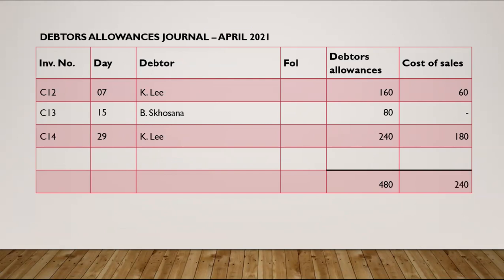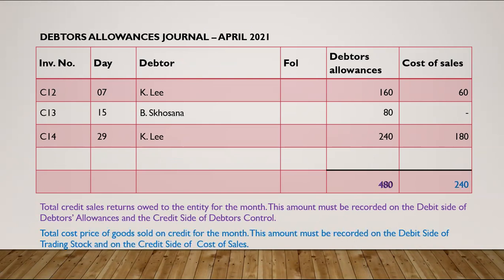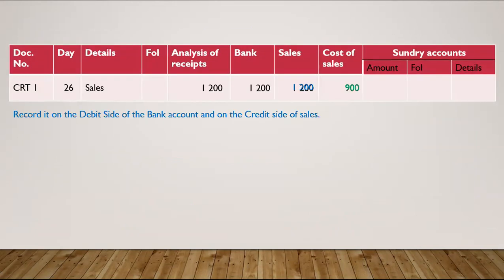I also told you what to do with the totals in the debtors allowances journal. The 480 you'll record on the debit side of debtors allowances and also on the credit side of debtors control. The 240 you'll record on the debit side of trading stock and on the credit side of cost of sales. I mentioned all of this, so I won't just repeat it. You're supposed to know what to do so far. When you do this many times, try to apply common sense as well.